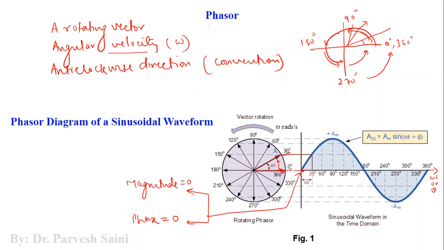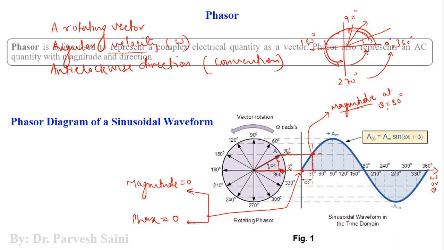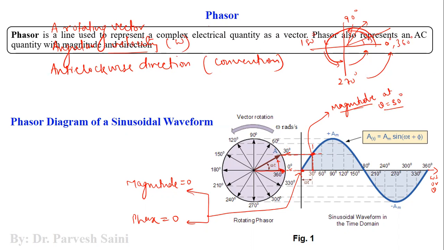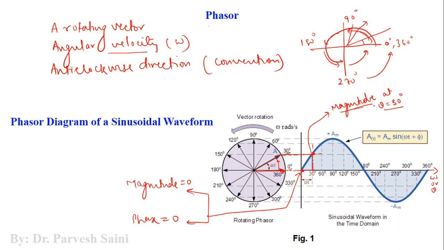So now if you project a line from here and you take 30 degree, from 0 you come to 30 degree, and you draw a line like this, so the intersection point will be this one. So this is the magnitude, this is the magnitude of this phasor at theta is equal to 30 degree. So theta is equal to 30 degree is basically the phasor, right?